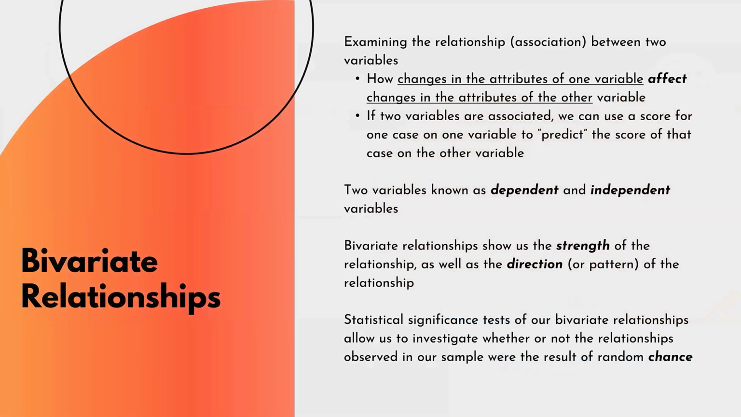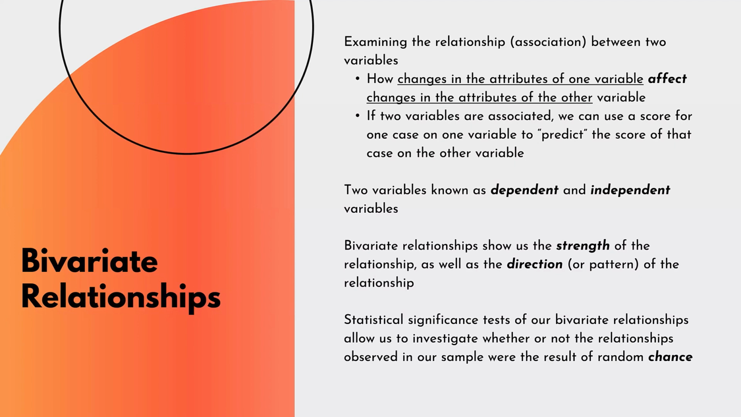With bivariate relationships, we're looking at the relationship between two variables, right? So we're interested in seeing the patterns of relationships in terms of the categories of values of one variable and how it lines up with the categories or values of the second variable. More specifically, we're interested in learning how changes in the attributes or categories of one variable affect those changes in the categories or attributes of that second variable. And we want to know if two variables are associated.